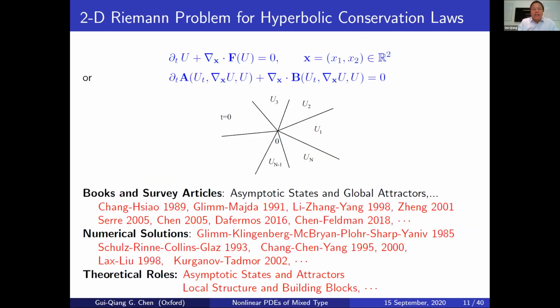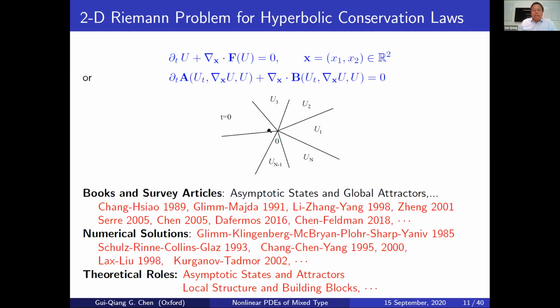Another underlying reason is that this configuration is one of the typical configurations in the Riemann solution of the two-dimensional Riemann problem for hyperbolic conservation laws. So then we have PDEs, first order, second order, with initial data. Now, a Riemann problem means your initial data is a special initial data, such that the initial data only depends on the angle.